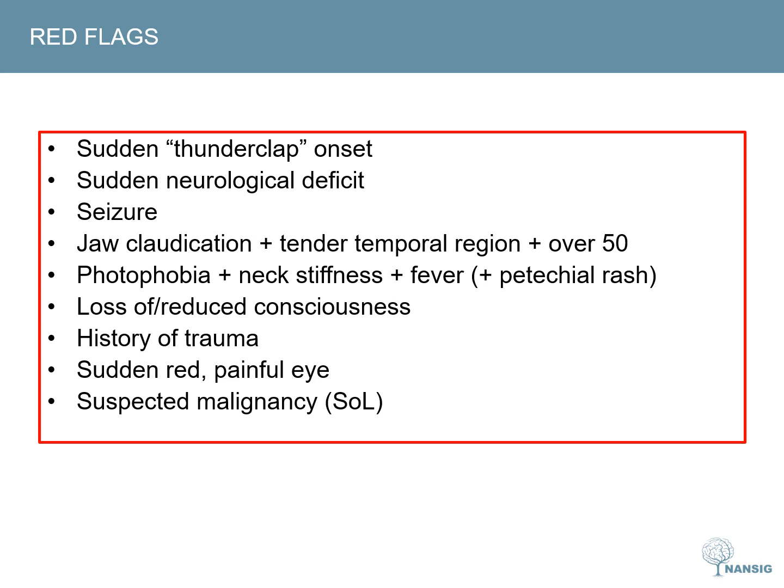The combination of jaw claudication, pain and tenderness over the temporal region, and being over the age of 50 is a sign of giant cell arteritis. This is definitely something that's important to screen for if the patient fits this demographic.